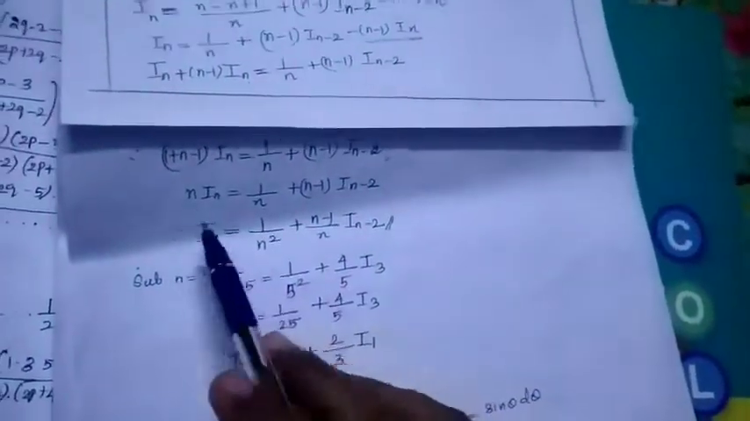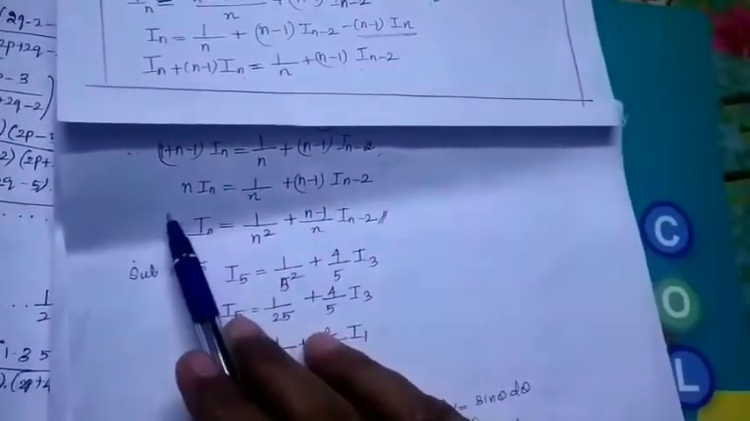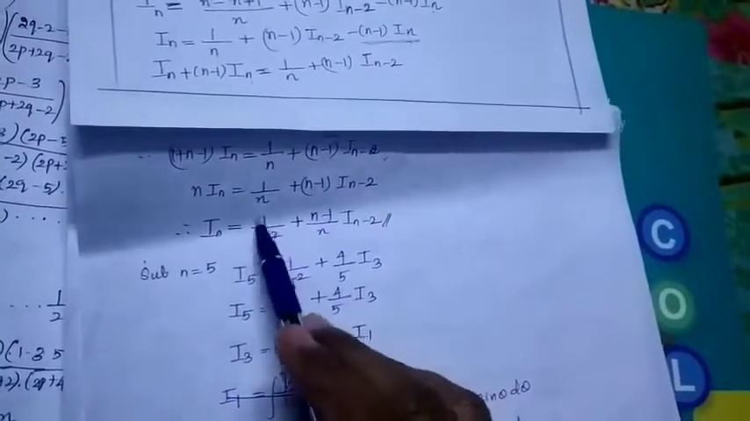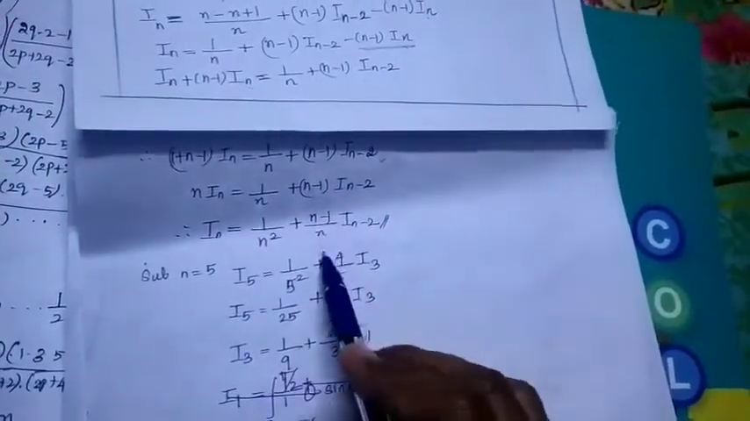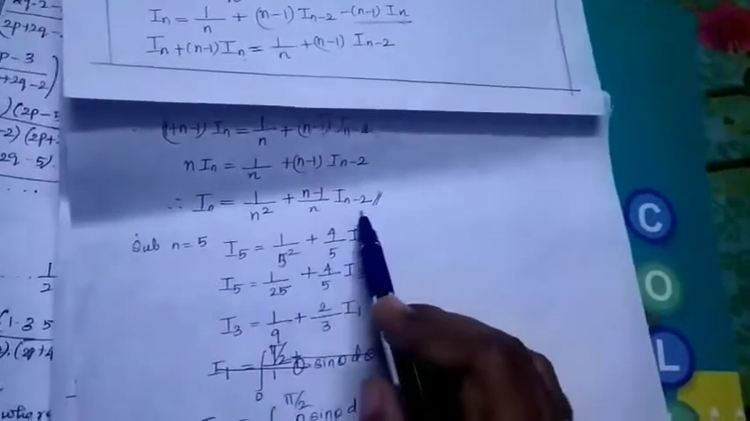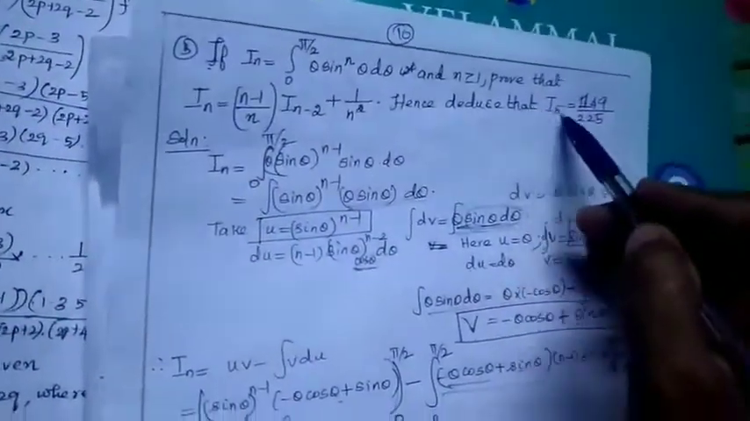I want only I n, so divide this by n. So when you divide by n, you will get 1 by n square plus n minus 1 by n I n minus 2. So this is the reduction formula. So our question is not yet over. Actually, we have to find out I5.